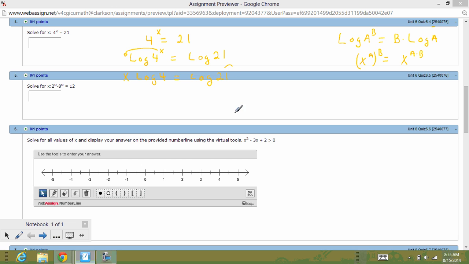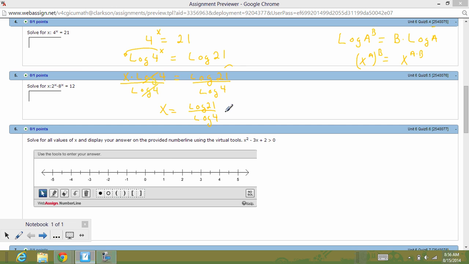And then you simply solve, of course, by x times log 4. So you solve by division. Right? This is multiplied right here. So to solve that, we just divide by log 4. Okay? And so that gives us x equals log 21 divided by log 4.